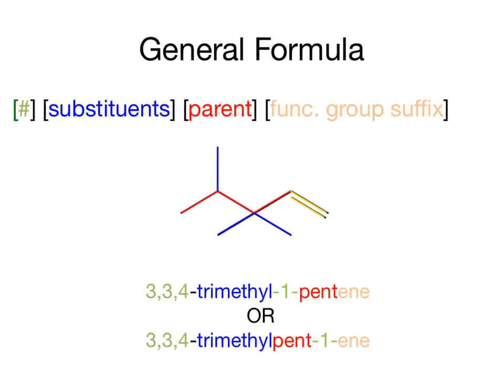So the general outline for these names looks the same as the others. So here's just a summary. You put your numbers and your substituents, your parent chain, and then your suffix for your functional group. In this case it is ene for alkenes, making sure that you always include a number for where that alkene is, even if it's on carbon 1, because we have to indicate to the person reading this name where the double bond is located in the molecule. So that's the general rules on how to write alkene names, and we're going to get a little more complicated and precise with them now.